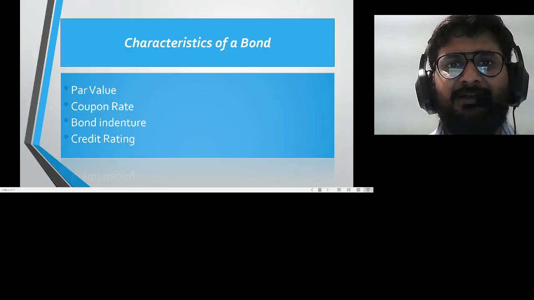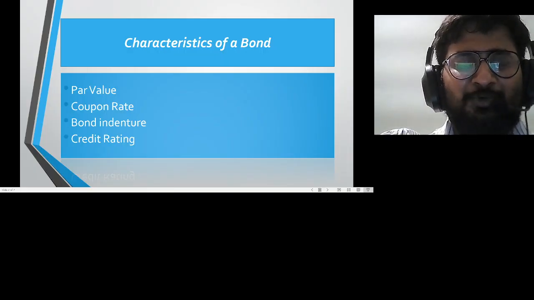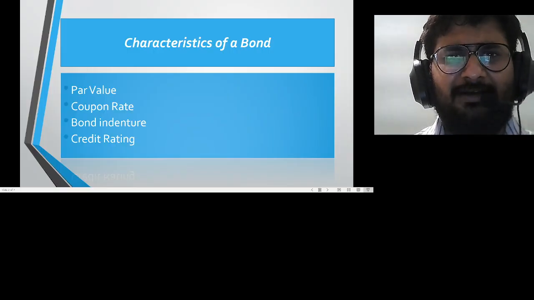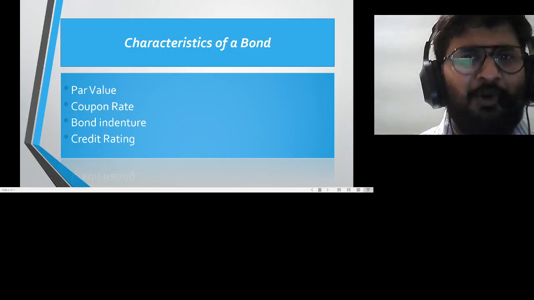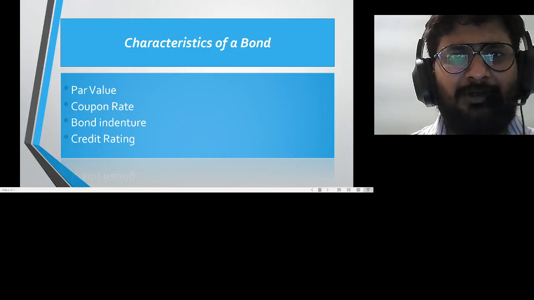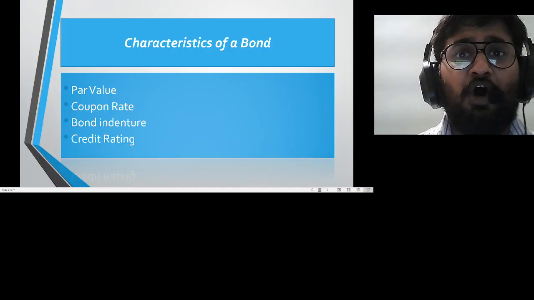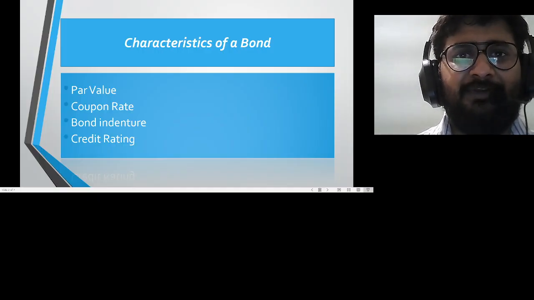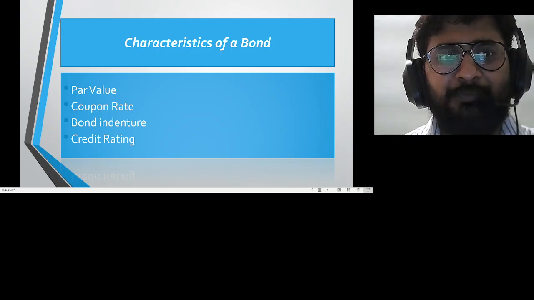See, understand, market has its own logic. A bond may trade at above par value, that is called premium, or at below par value, that is called discount. But we will always calculate interest by multiplying the coupon rate with the par value.